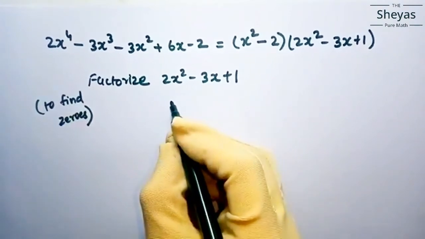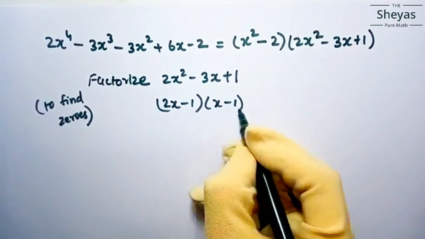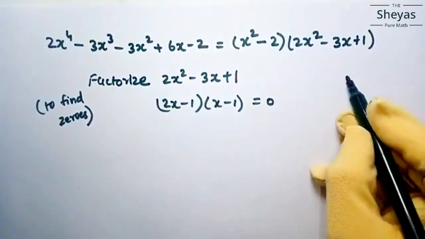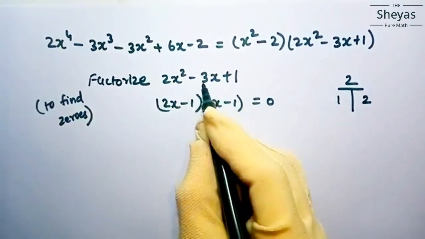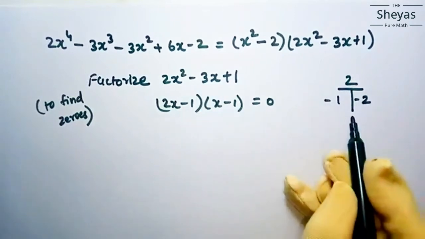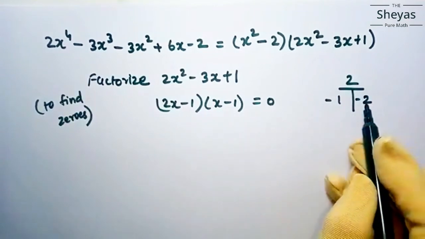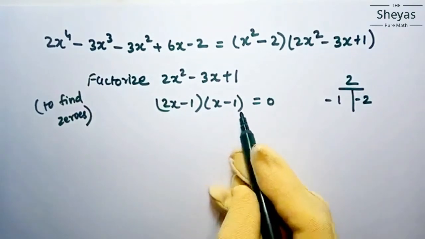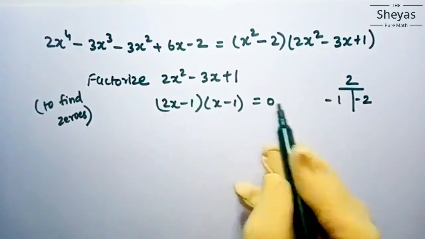So when you factorize, what are all the values you will get? 2x minus 1 and x minus 1, which you can equate to 0. So how will you factorize? 1 into 2 is 2. Since it is minus here, for minus 3 you have to get minus 1 and minus 2. So minus 1 and minus 2 will be minus 3. Therefore the factors will be 2x minus 1, then 2x minus 2. That 2x minus 2 can be written as x minus 1 because 2 can be taken outside. So the required factors are 2x minus 1 into x minus 1 is equal to 0.